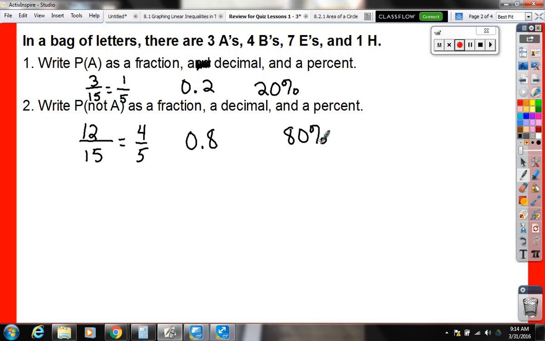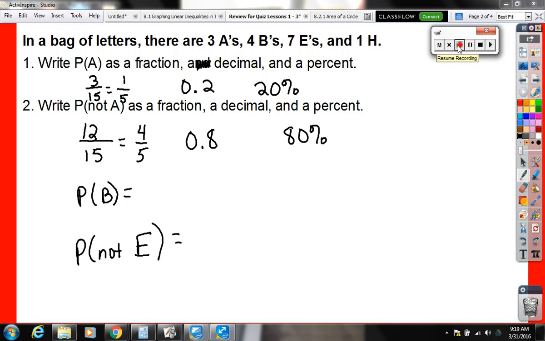Okay, a couple for you to do on your own. I want you to write the probability of B 3 ways. And then I want you to write the probability of not E 3 ways. So I'm gonna pause this recording that we're doing while you do that.